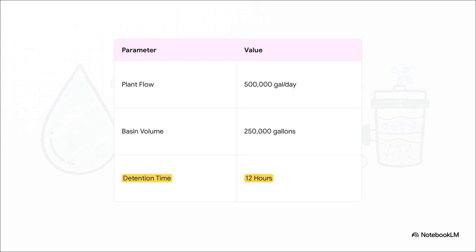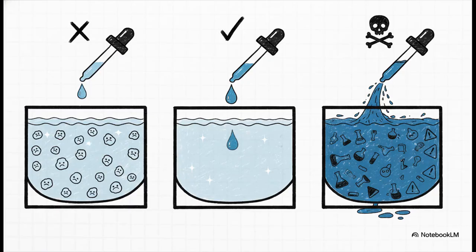And here's a perfect example of how it all comes together. Let's say a plant is treating 500,000 gallons a day, and that water flows into a basin that holds 250,000 gallons. Well, the math is pretty easy, right? The basin holds exactly half a day's worth of water. That means the water gets a full 12 hours of detention time, which is exactly what's needed for it to be treated properly. And it's not just about time either.